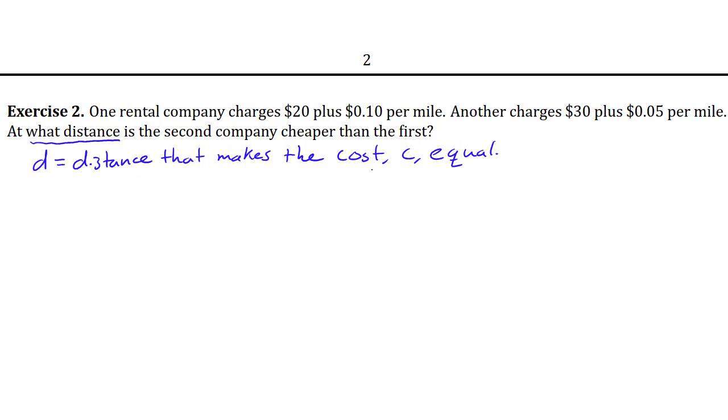Let's say that the first rental company charges $20, so the cost is going to start at $20 plus the cost per mile. So that's going to be $0.10, 10 cents, times the number of miles that you go. So you take the number of miles that you go, d, multiply that by 10 cents, and add that to the $20 base fee. Now the other one charges $30 plus 5 cents per mile.